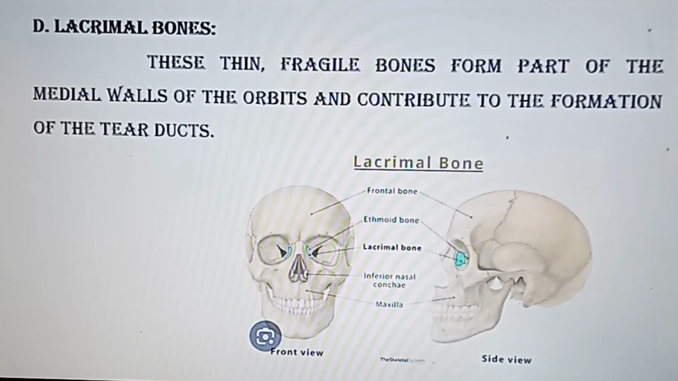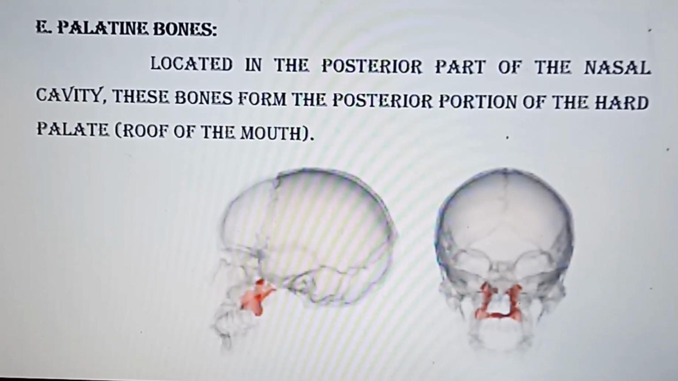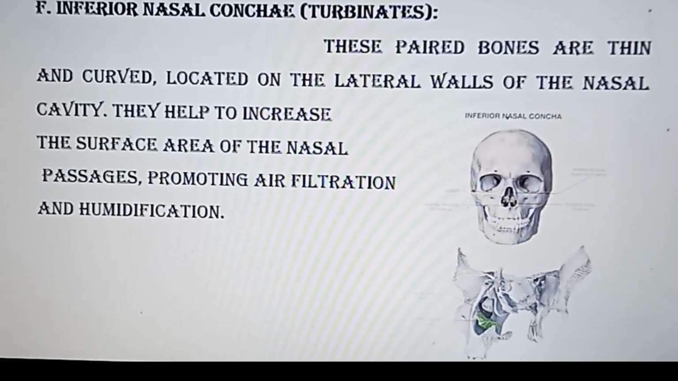Nasal bones. These small bones form the bridge of the nose and connect with the frontal bone superiorly and the maxillary bone laterally. Lacrimal bones. These thin, fragile bones form a part of the medial walls of the orbits and contribute to the formation of the tear ducts. Palatine bones. Located in the posterior part of the nasal cavity, these bones form the posterior portion of the hard palate, the roof of the mouth.